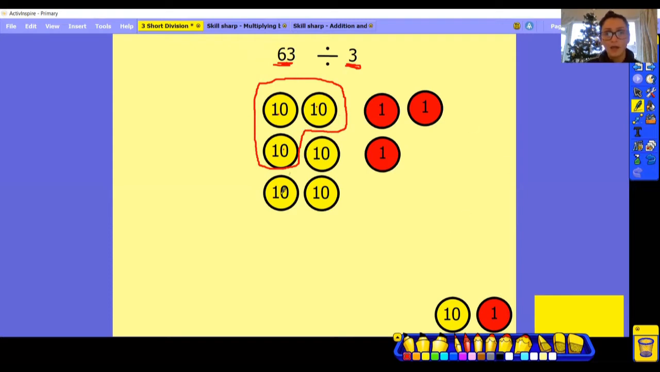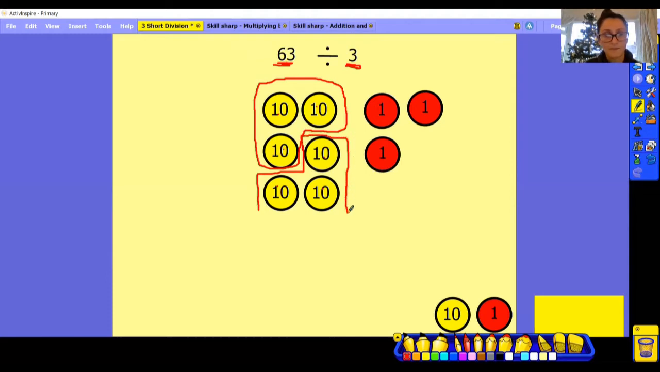Okay. Can we make another equal group of 3? Have a look. Can we make another equal group of 3? So we've got 1, 2, 3. Yeah, we can make another equal group. So let's make another equal group of 3.